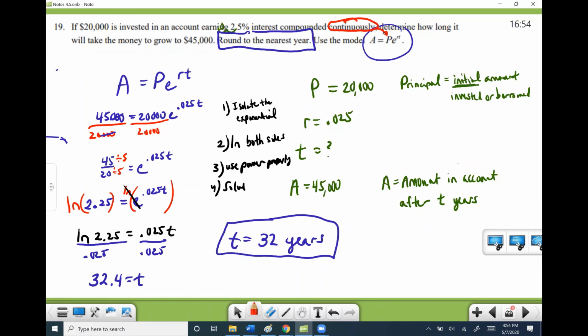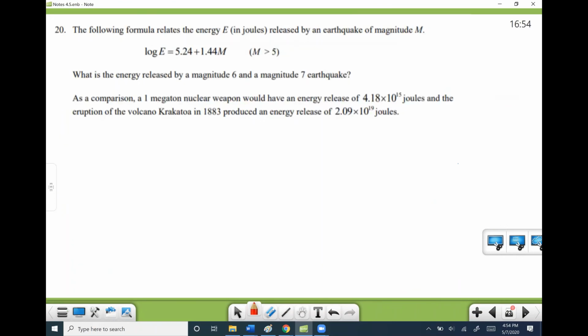We actually have two compound interest formulas, so it's like, how do I know when to use which one? The continuously is the one for the e. Okay. The following formula relates the energy in joules released by an earthquake of magnitude M, where M is greater than 5. What is the energy released by a magnitude 6 and a magnitude 7 earthquake?